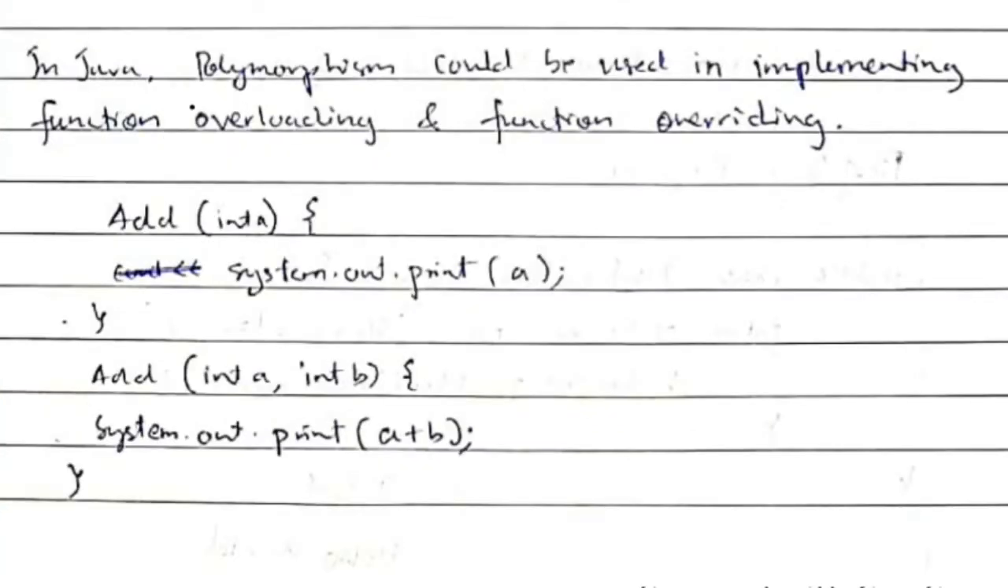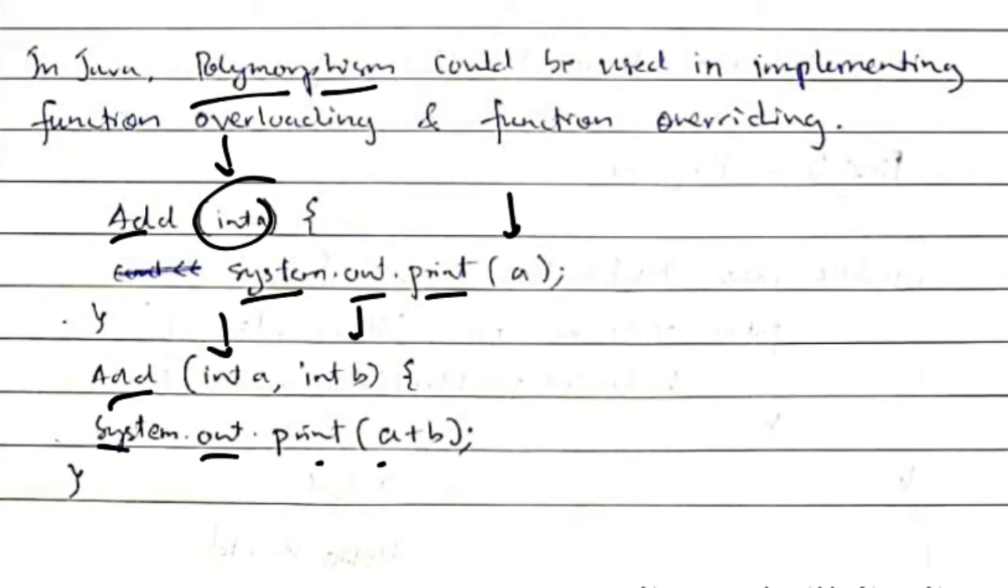In Java you can use polymorphism for function overloading. So I have the same function here, add. Here also add is there and int a is there. Okay, so System.out.print(a), so a will be printed if I call this function with 1 parameter. If I call the function with 2 parameters a and b, at that time the system will print a plus b. Okay, that's the sum which is getting printed here.